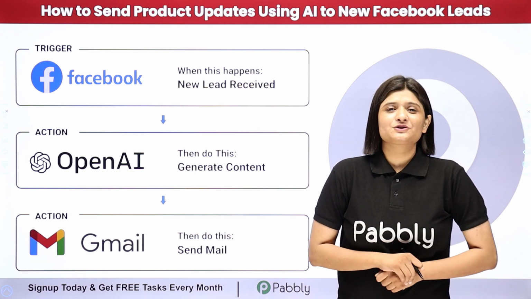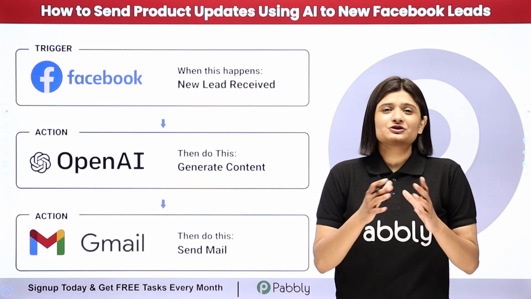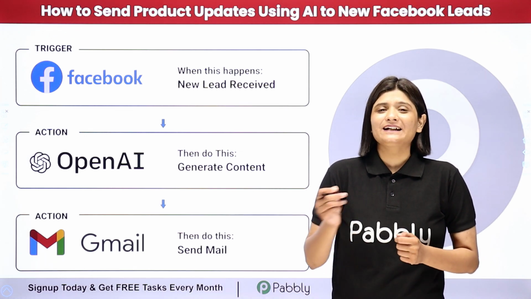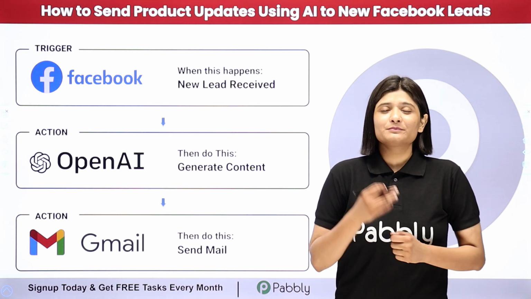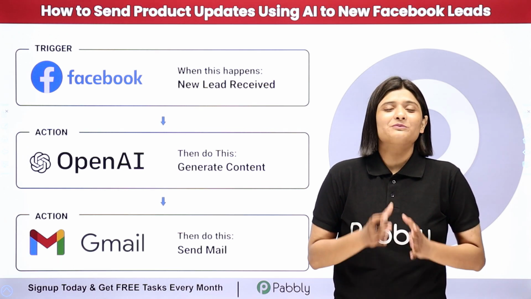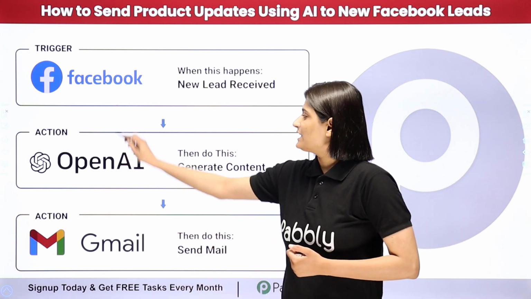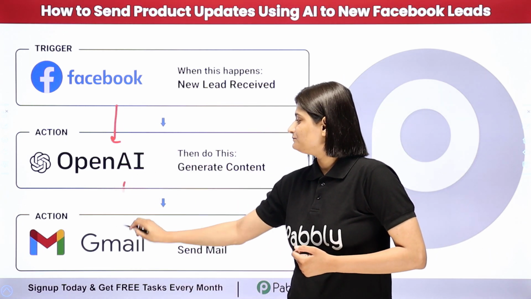Doing this manually will consume a lot of time, so I've completely automated this process, and to do this automation, I'm going to use Pabbly Connect. Pabbly Connect is an amazing automation and integration software which requires no coding or programming skills. Here I just need to build a connection between Facebook lead ads, OpenAI and Gmail.